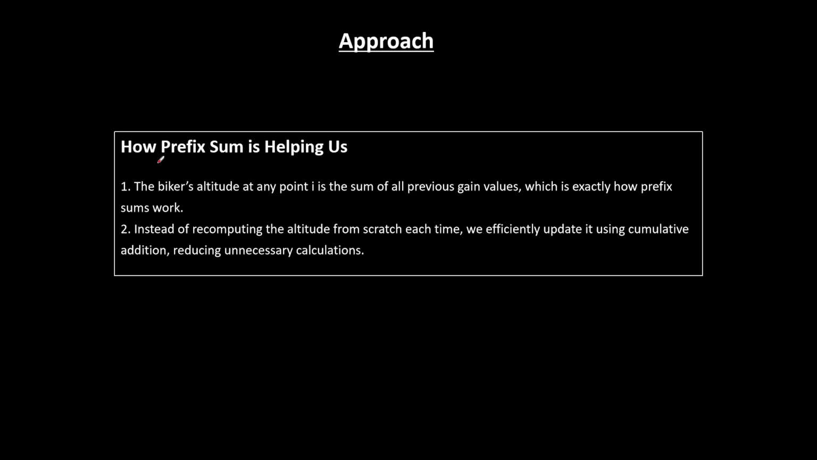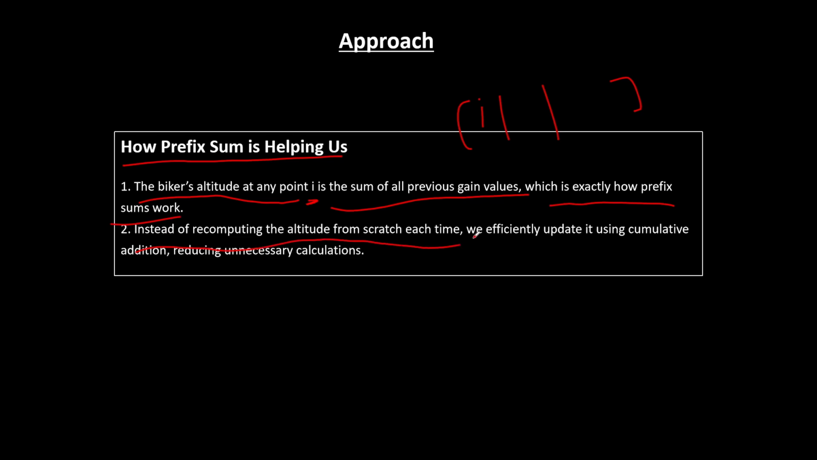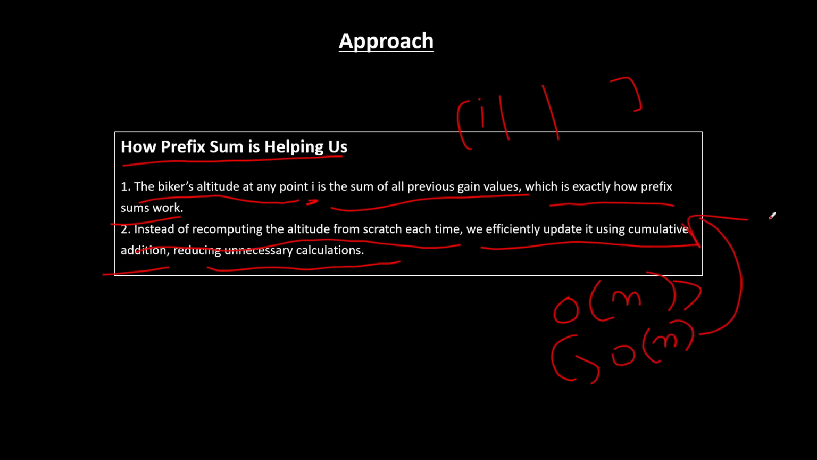Now, how is prefix sum helping us? The biker's altitude at any point i is the sum of all the previous gain values. I hope you understand what the sum of previous gain values means at a particular index i in the prefix array, which is exactly how prefix sum works. Instead of recomputing the altitude from scratch each time, we efficiently update it using cumulative additions, reducing unnecessary calculation. Otherwise the complexity could have been more, but it boils down to O of n using prefix sum, right?